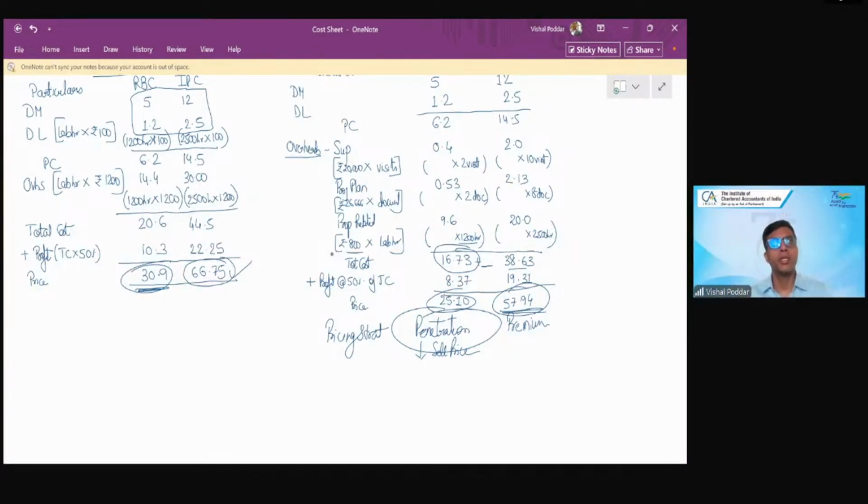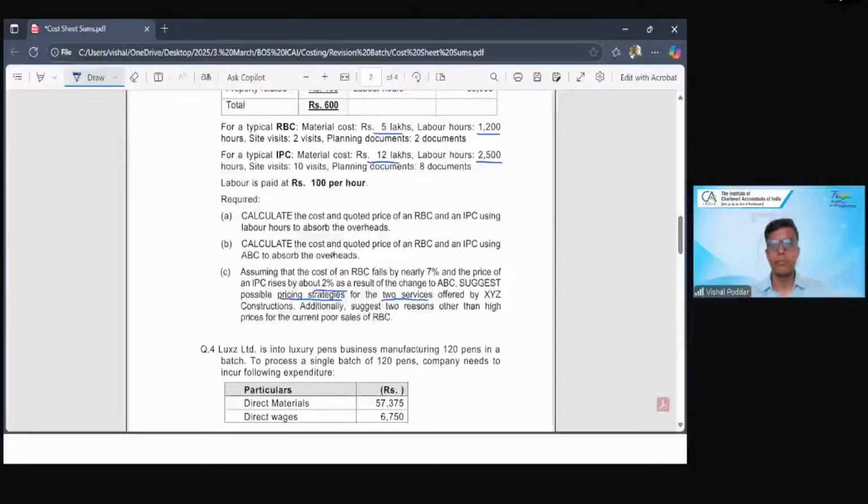Already, because of ABC and cost controls of ABC, I have been able to achieve a reduction in cost. But still, because it is a selling product, I have a market, and plus there is going to be a further increase in pricing. I should maintain my price at a premium. That is, I will continue adopting this price for IPC because I was still commanding the contracts at this price. So this, according to me, should be the answer for part C.